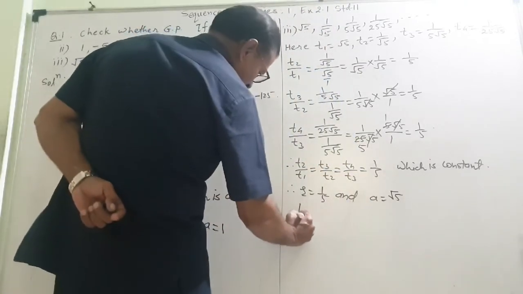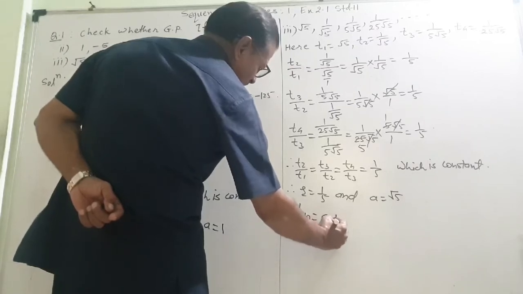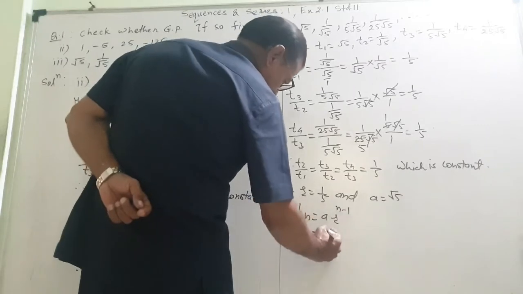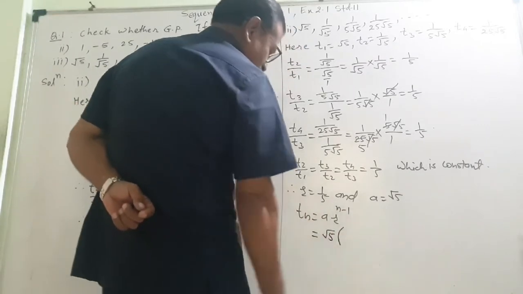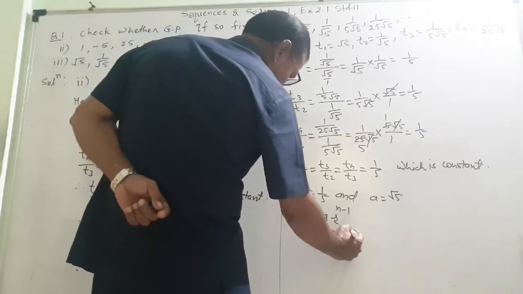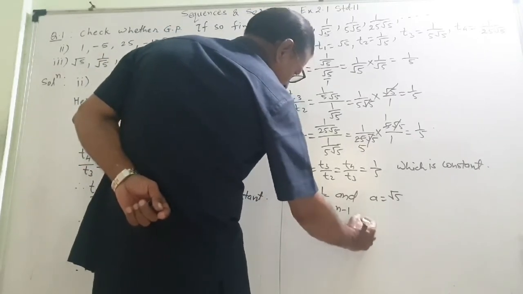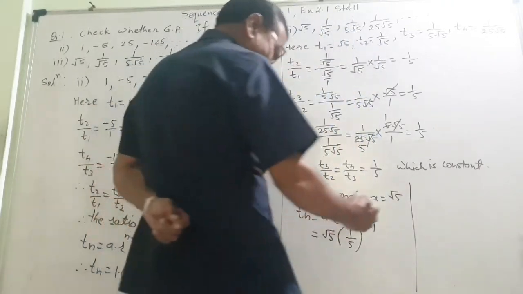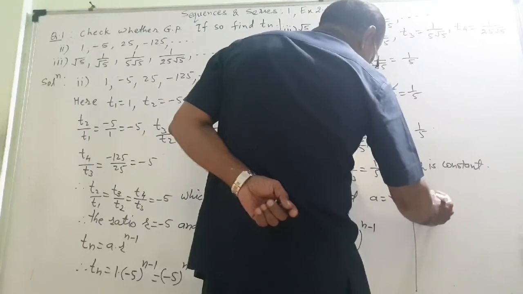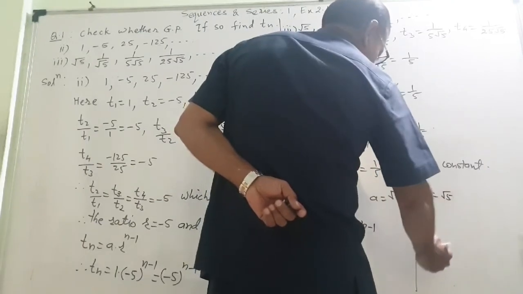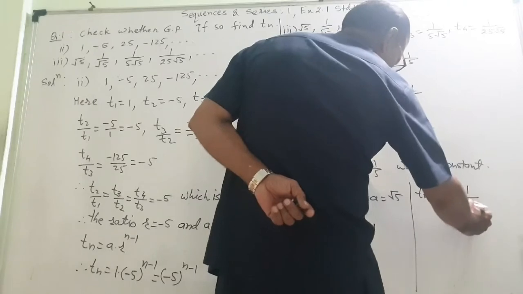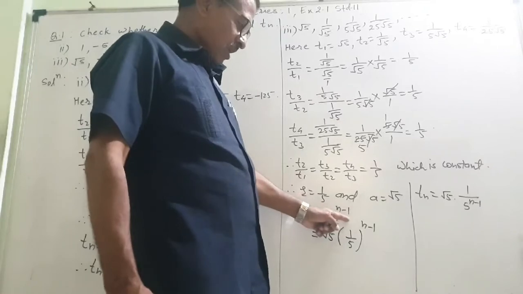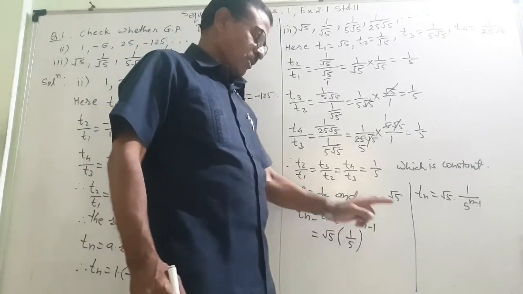So now Tn is equal to A into R raised to n minus 1. That is equal to, A is what? Root 5, into R is how much? 1 upon 5 raised to n minus 1. If you want to simplify this you can simplify like this. Tn is equal to root 5 into 1 upon 5 raised to n minus 1. Because for 1, whatever the power, it will remain this much only.